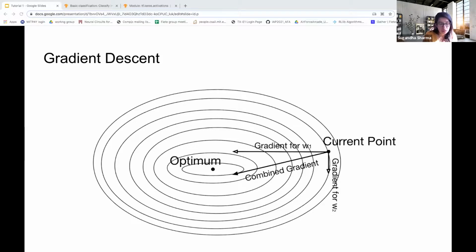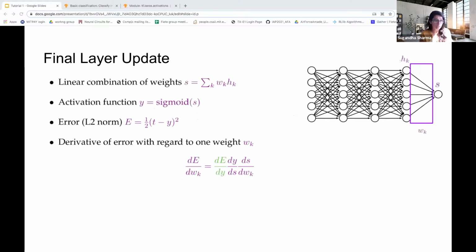So next I'm going to talk about how we are updating the weights. So I'm going to start with the final layer update. And so basically if we look at this network and we look at the last layer, we know that the activation of the last layer is given by this equation, where Wk is the set of weights on these connections, and Hk is the activation vector at the previous layer. And here I choose my activation function to be a sigmoid. And so in this case, I also choose my loss function or error function to be, again, squared loss.